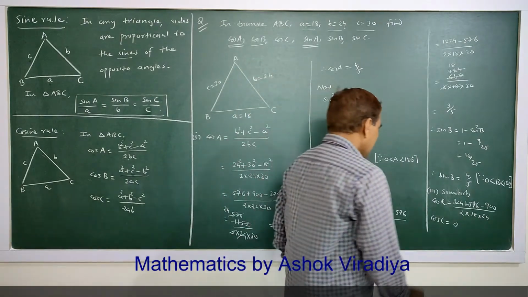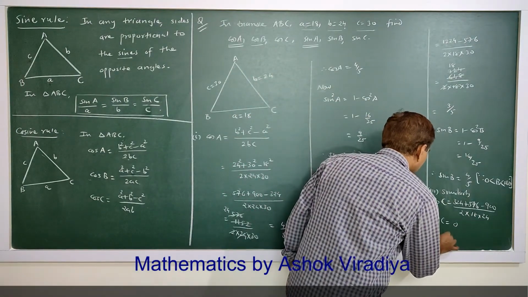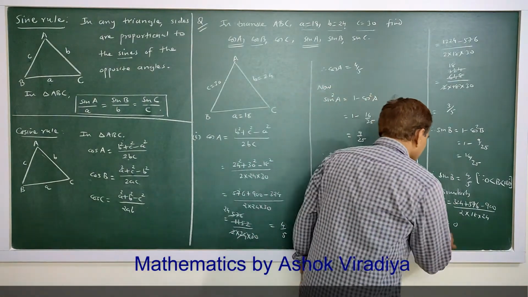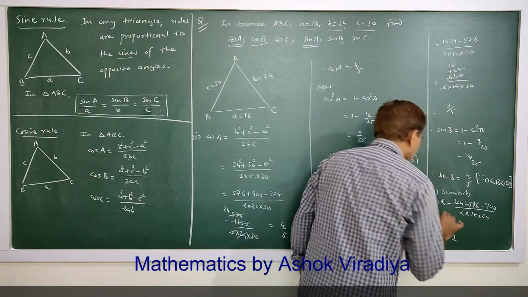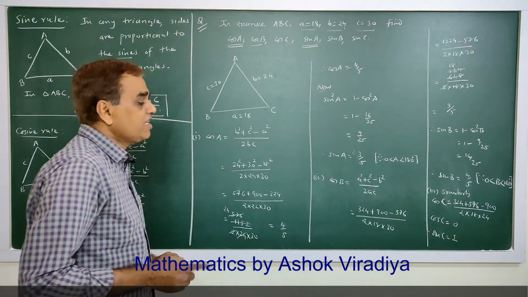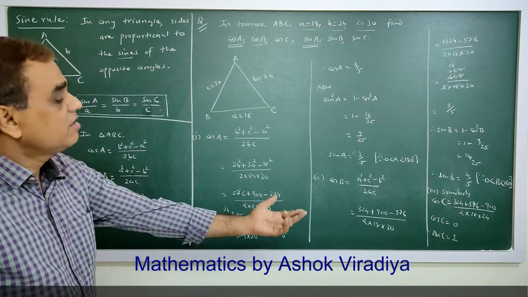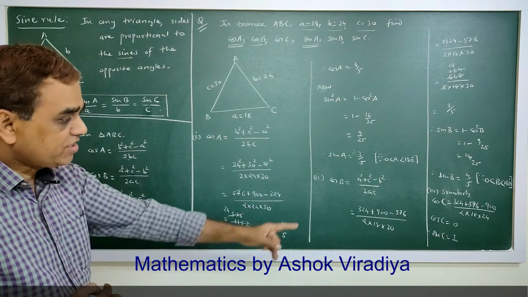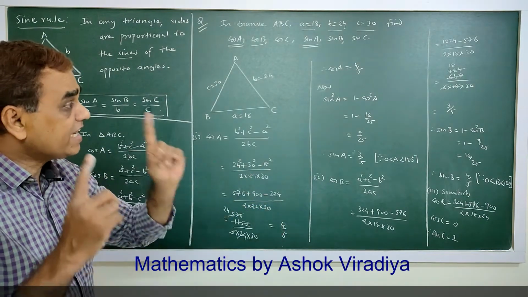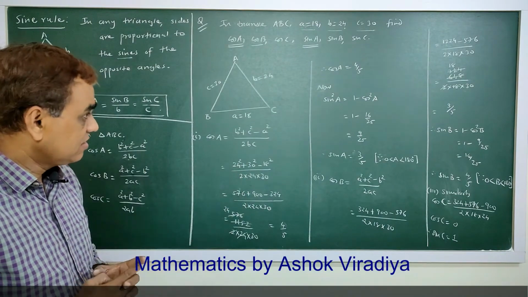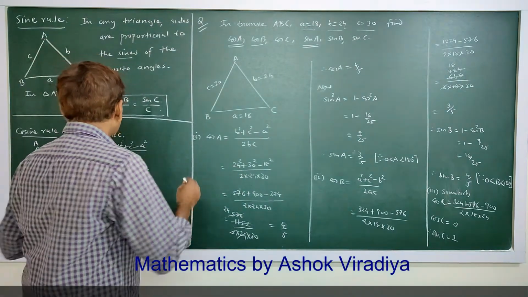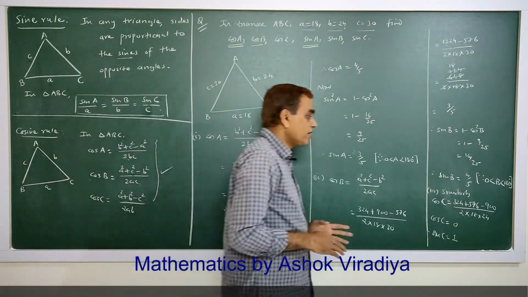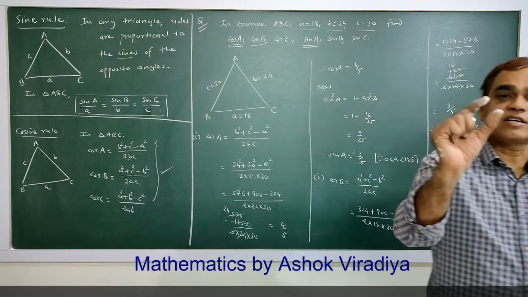Cos C is 0, therefore sin C will be 1, because sin square C plus cos square C is 1. When cosine is 0, sine is plus 1, because for an angle of a triangle it cannot be negative. Sine is always positive, cosine can be negative, not sine. So this is an application of the cosine rule. Using this formula, we can calculate cosine and sine values if sides are given.